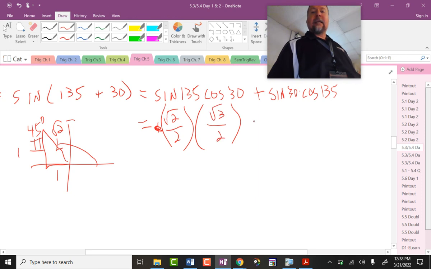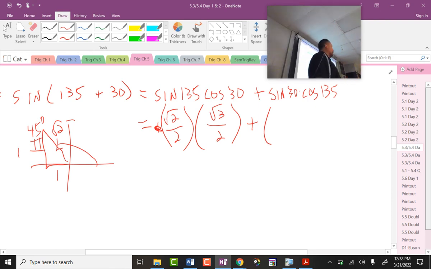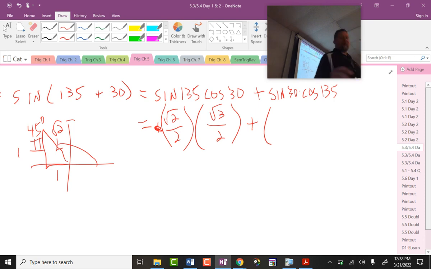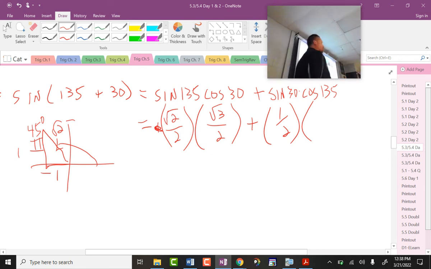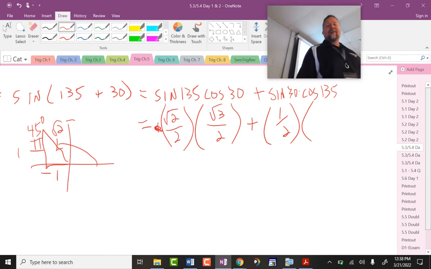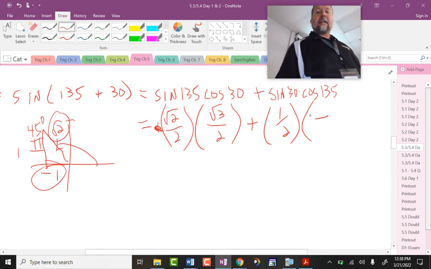And then what's sine of 30? I literally just told you that. I literally just said it a second ago. Half. And then what's cosine of 135? By the way, this is negative. I didn't write that, but cosine in quadrant 2, we should know that. Oh, negative 1 over root 2, which is negative. You said 1/2, didn't you? Negative root 2 over 2.